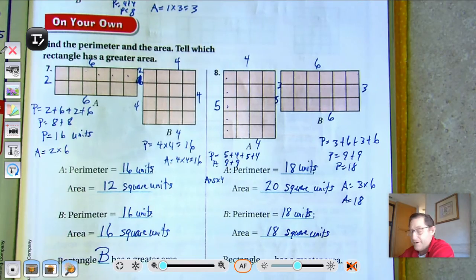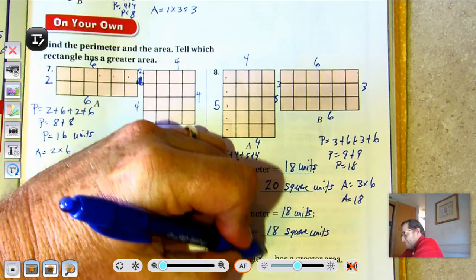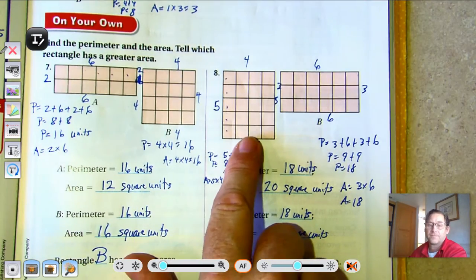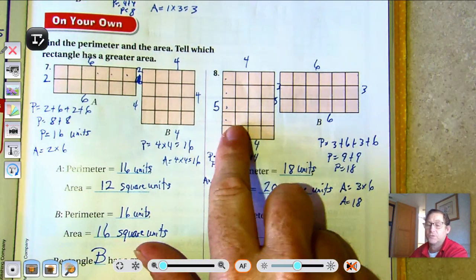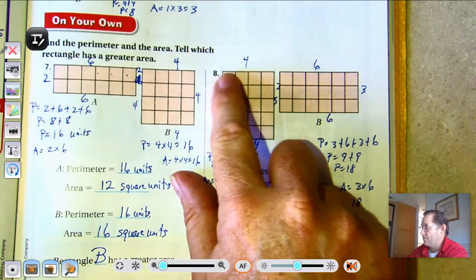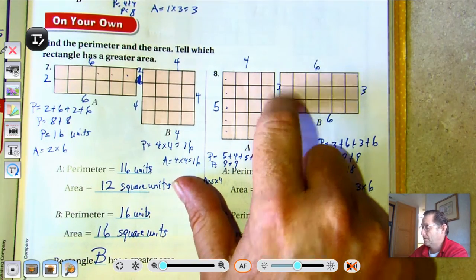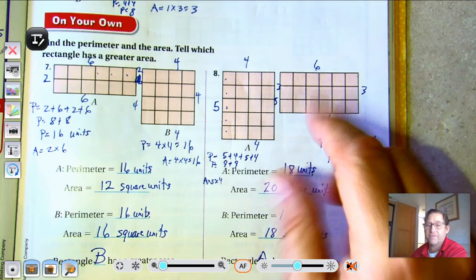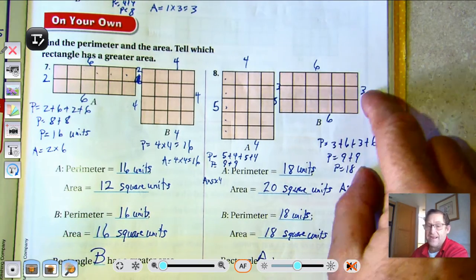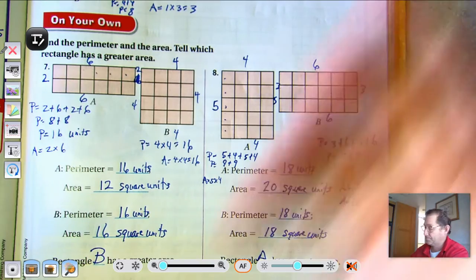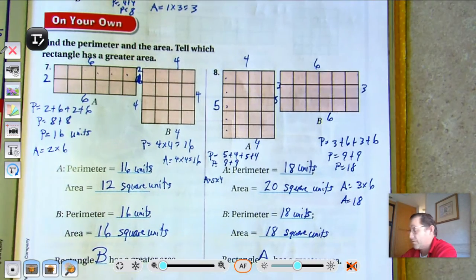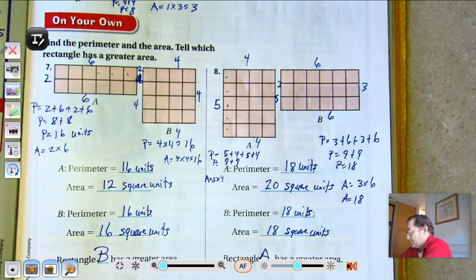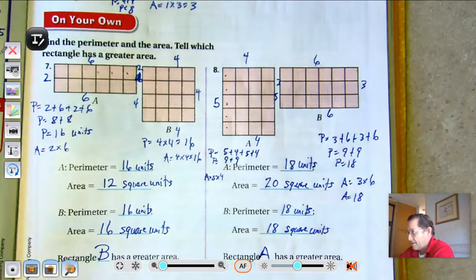Which one has a greater area? A. A is closer to a square, right? If we just add one more to each row, we'd have a 5 by 5. Here we'd have to add three more rows. So A is closer to a square. So number 9.